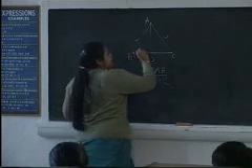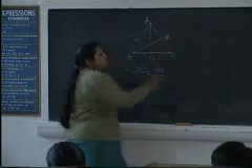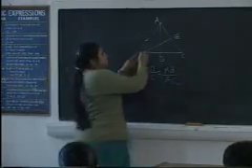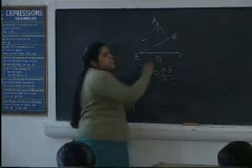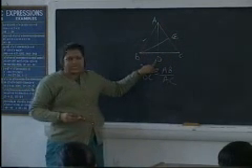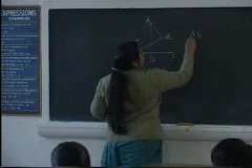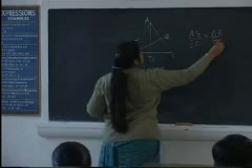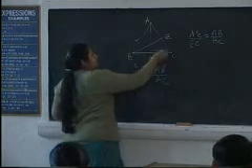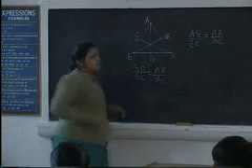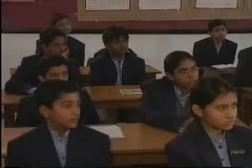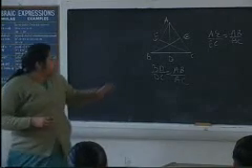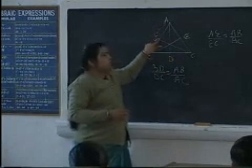Similarly, if I draw the angle bisector of angle B, then the sides containing this angle B are AB and BC. So this BE will divide the opposite side in the ratio of the sides containing the angle. That means AE upon EC is AB upon BC. Again, if I draw the angle bisector of angle C, say CF, what is AC upon CB? AC upon CB is AF upon FB.